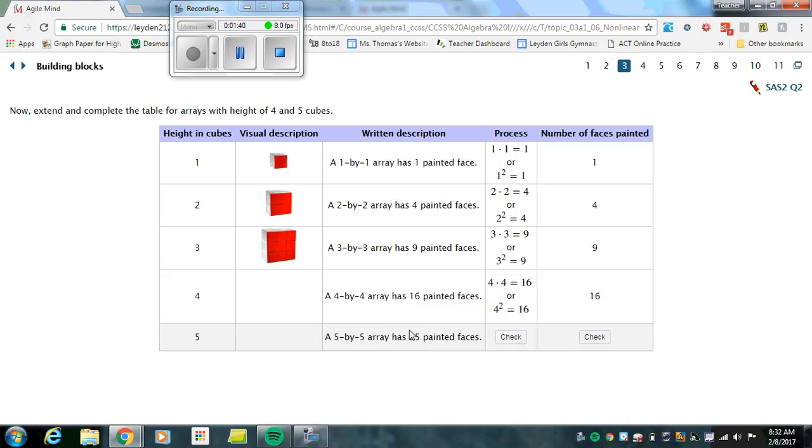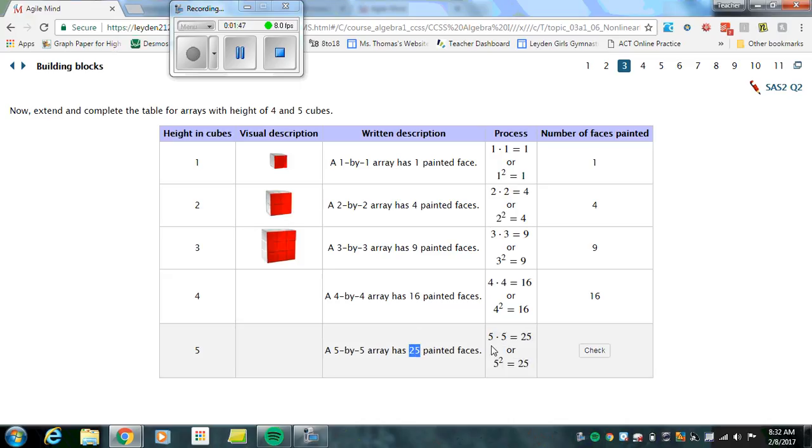If the height of the cube is 5, a 5 by 5 array has 25 painted faces. I can write that down as 5 times 5 equals 25. Or since there are 2 5s, 5 to the second power equals 25. So the number of faces painted is 25.